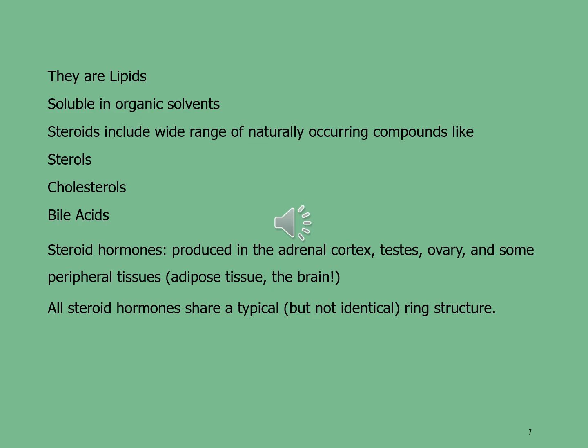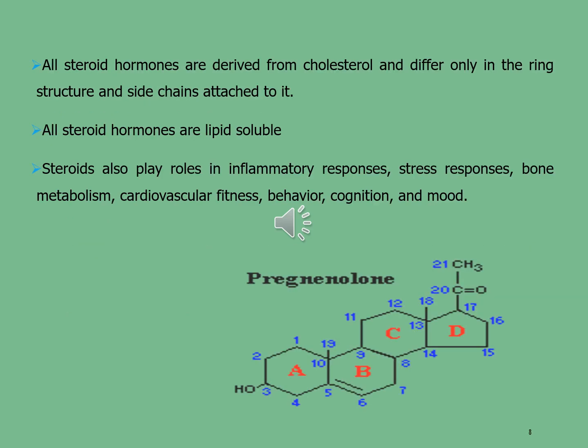Steroid hormones are basically produced in the adrenal cortex, testes, ovary, and some peripheral tissues, that is, adipose tissue and the brain. All steroid hormones share a typical but not identical ring structure. All steroid hormones are derived from cholesterol and differ only in the ring structures and side chains attached to it. Generally, the steroid hormones are soluble in organic solvents and they are found as lipids in nature.